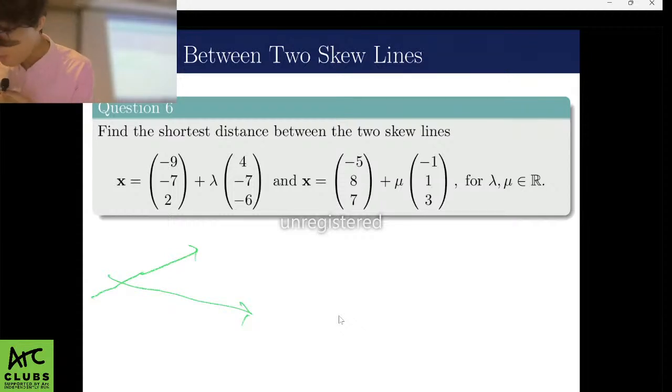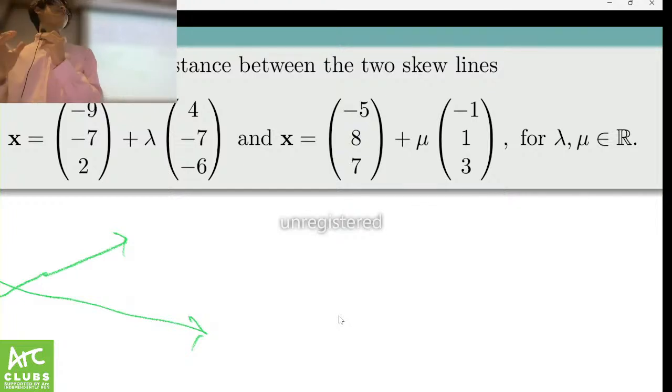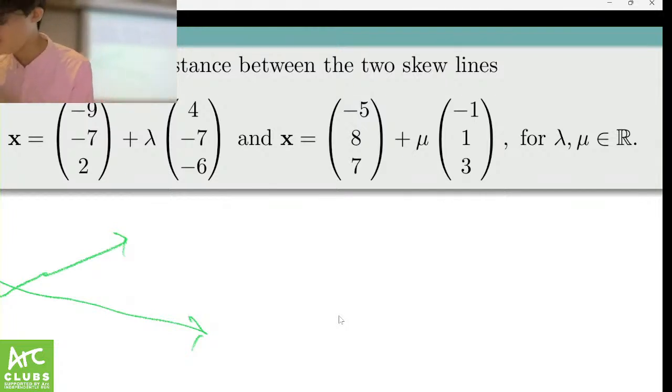And so, how do we actually approach doing that? Well, first, we want to find a vector that is perpendicular to both lines. And so, we take the direction vectors of both lines, (4, -7, -6) and (-1, 1, 3). What we get is their cross product. We compute their cross product to find a vector perpendicular to both direction vectors.